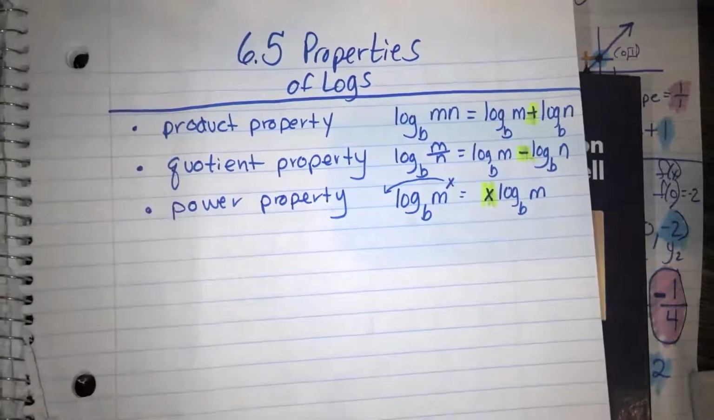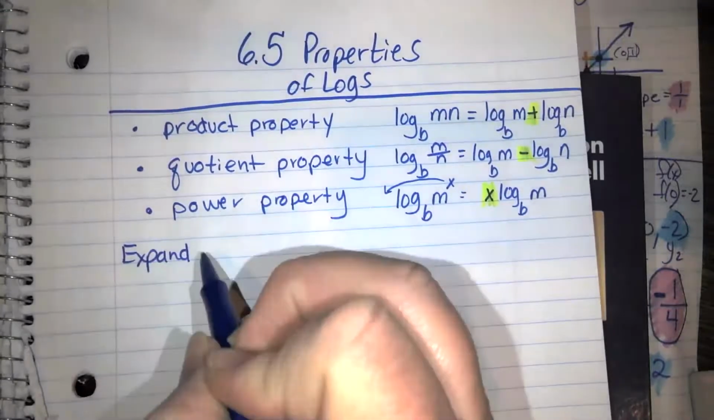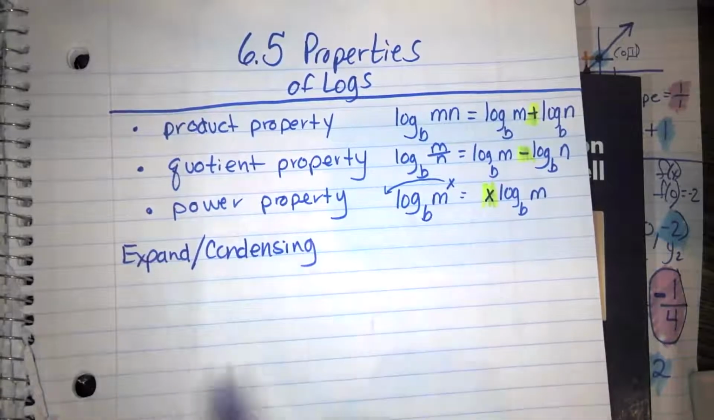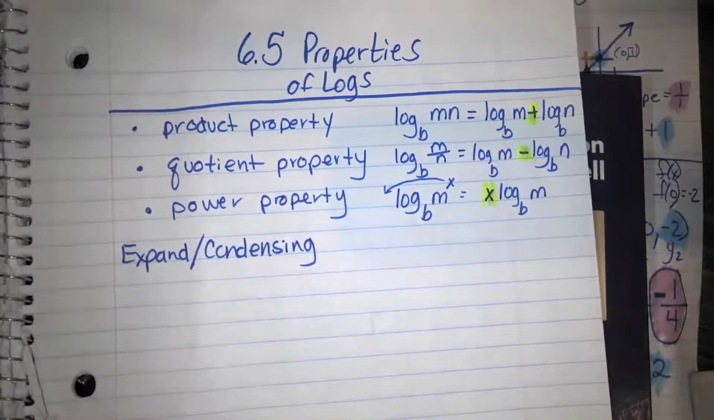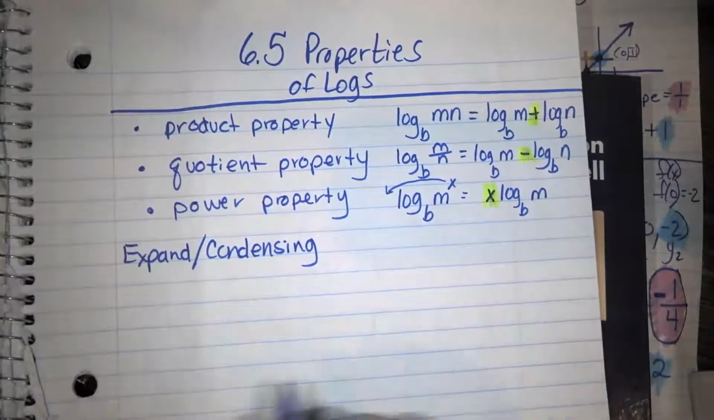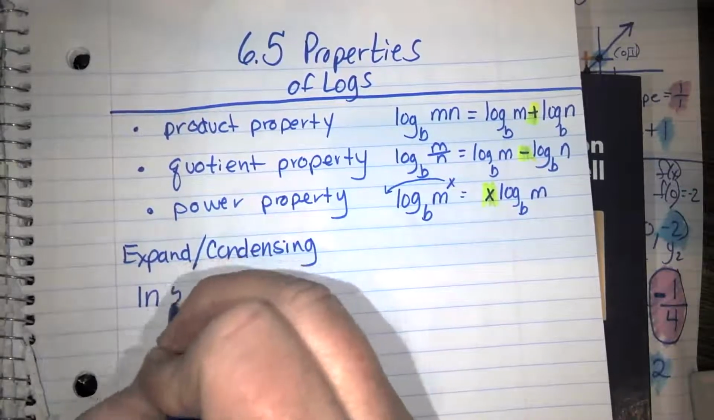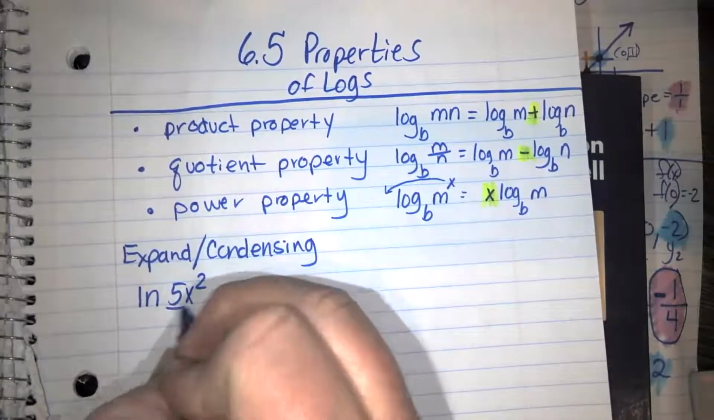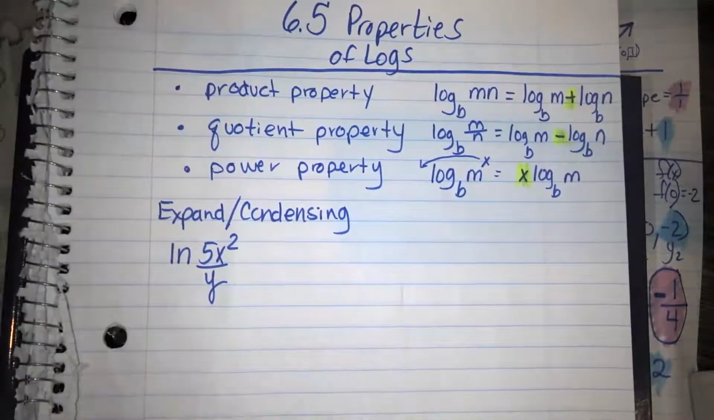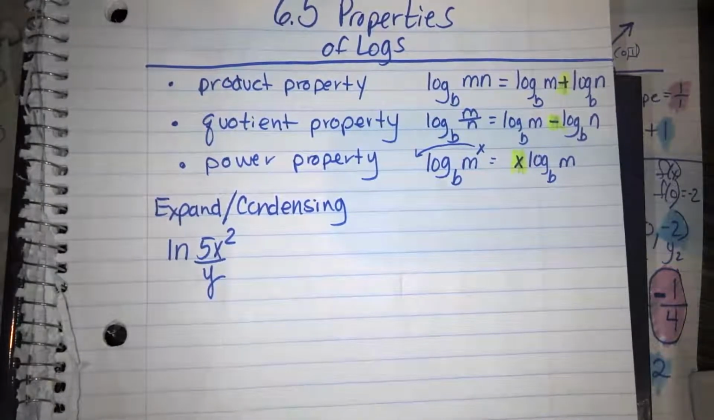And the way we're going to do that is we're going to use something called expanding and condensing. Okay, and expanding means to draw out, and condensing means to bring it back together. So I'm actually going to do an ln to start with first. And what I'm doing is expanding and writing this out, and then I'm going to show you how we would condense.